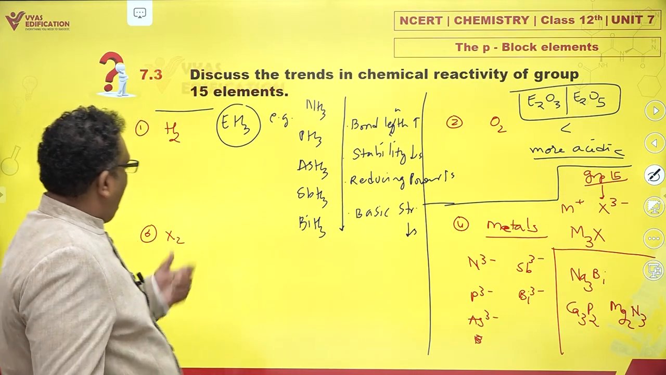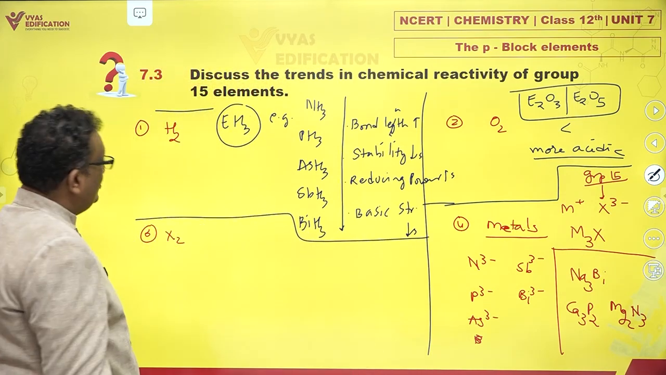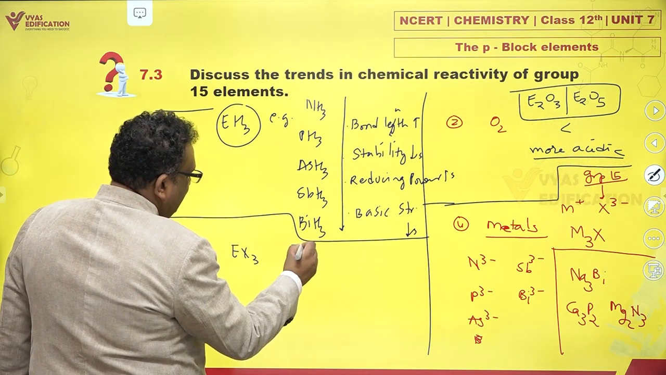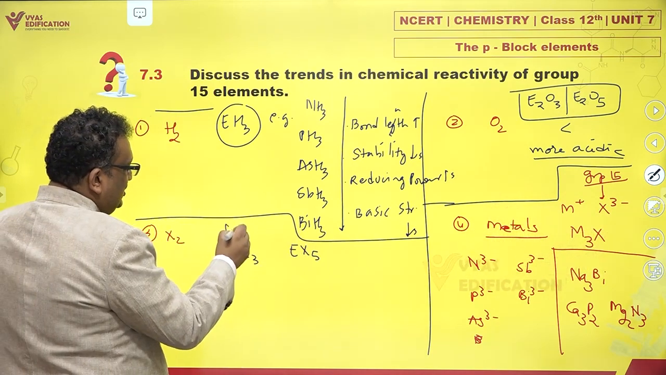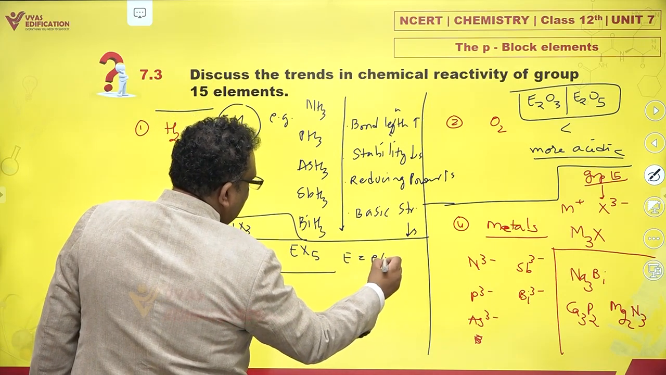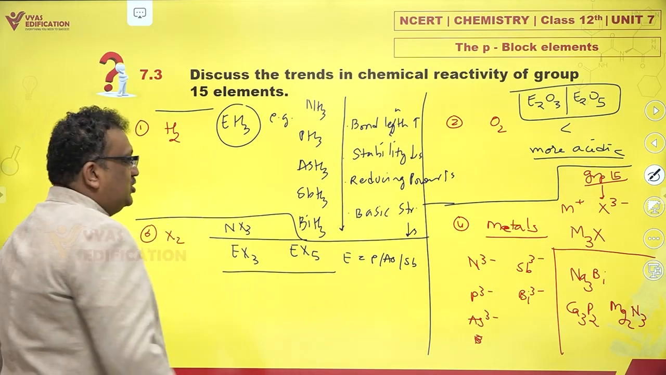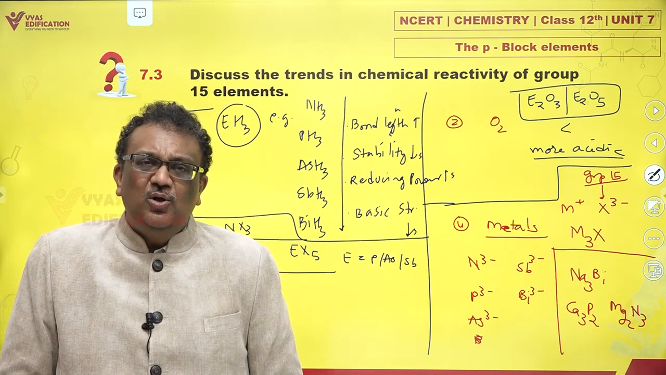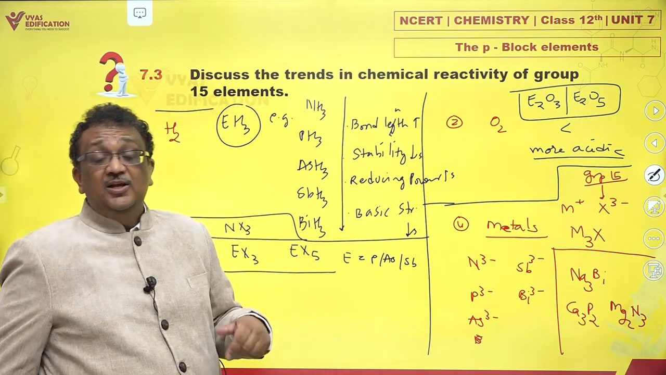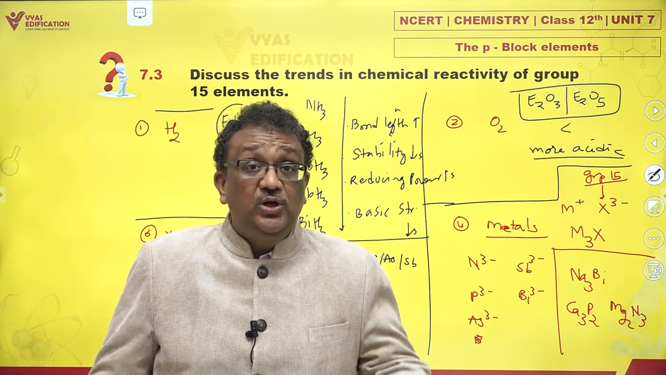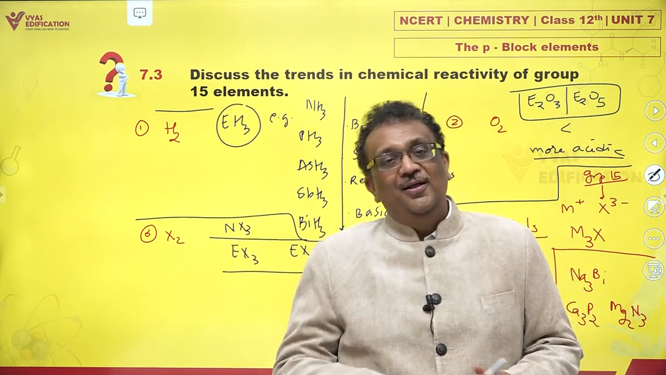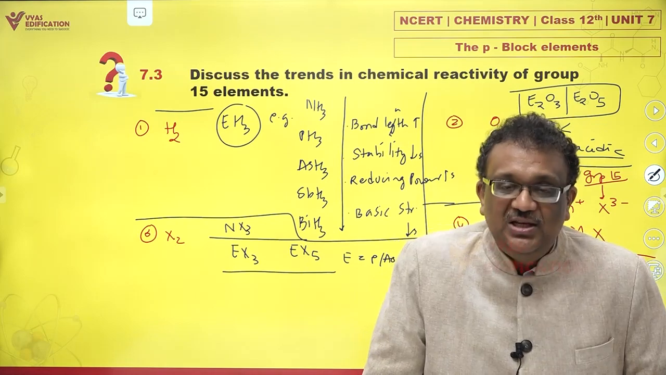What about X2? Murder of science continues. In X2, you can form EX3 as well as EX5. Nitrogen will give you just NX3. Nitrogen will not give you NX5, but E can be phosphorus, arsenic, antimony. To some extent, bismuth also, but bismuth also loves forming just +3 because of the inert pair effect. Nitrogen does not form +5 because there is no presence of d orbitals in nitrogen. Nitrogen cannot expand the octet. Bismuth can expand the octet, but bismuth doesn't want to. It just stays because of the inert pair effect. Bismuth just loves to stay in +3.